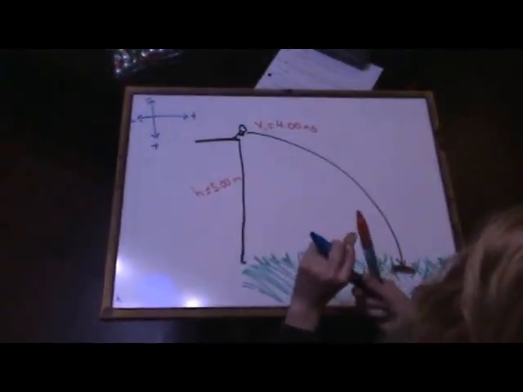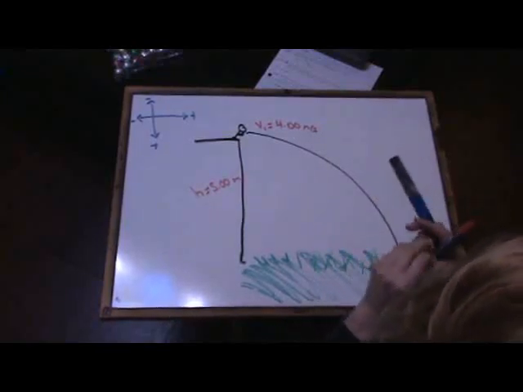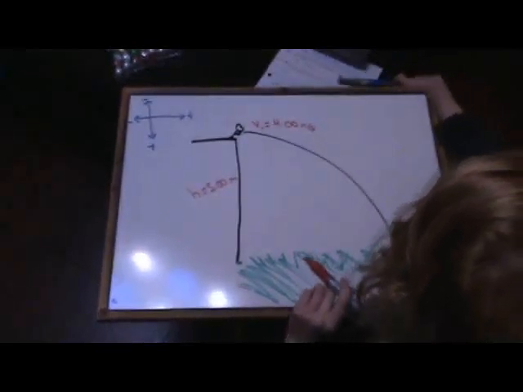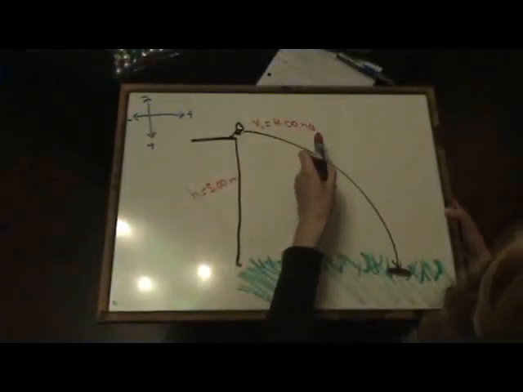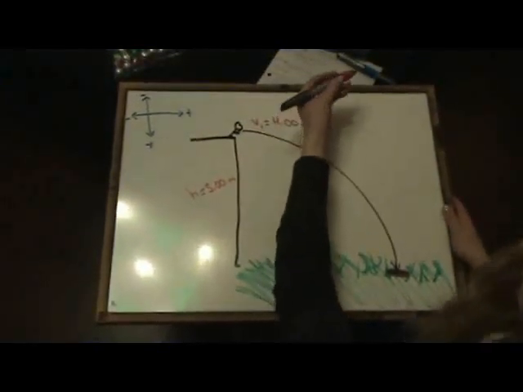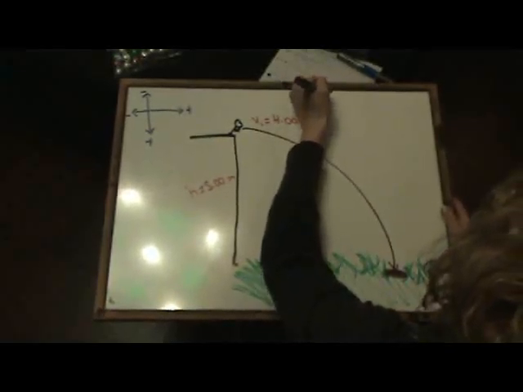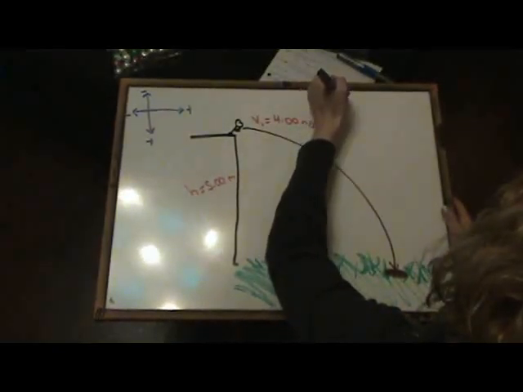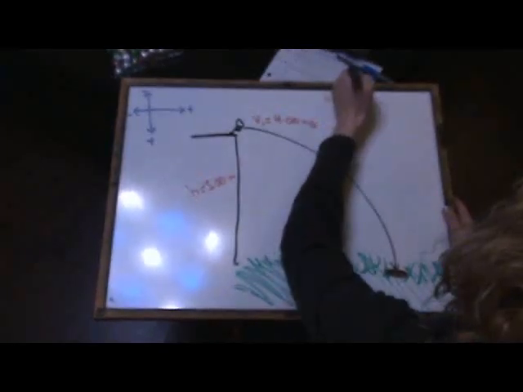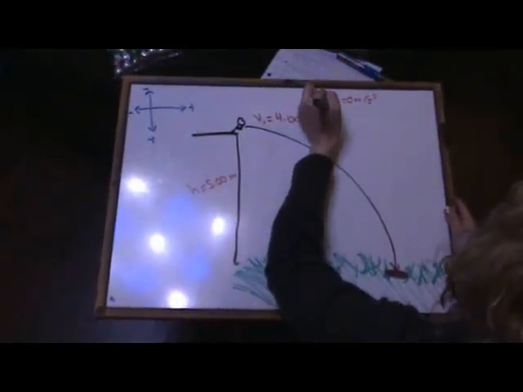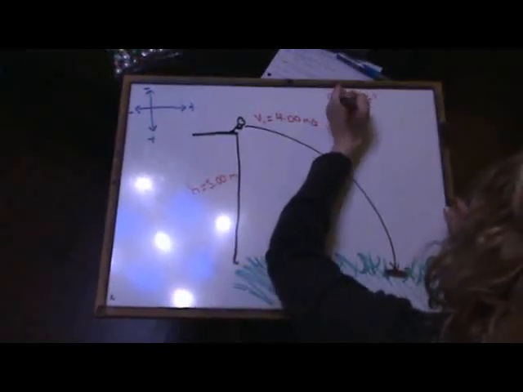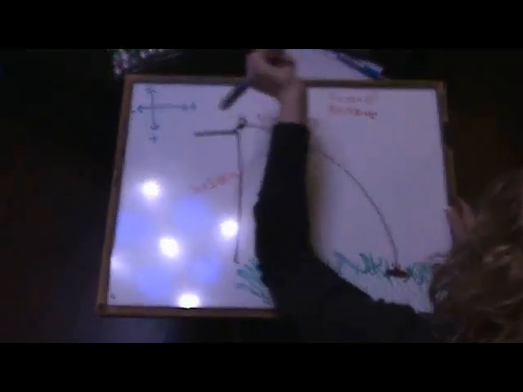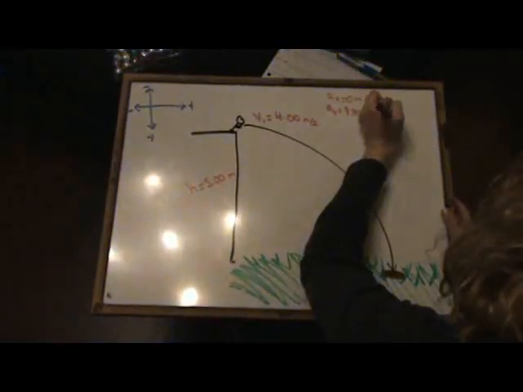We know that the distance in the y direction is 5 meters, that being the height. The velocity in the horizontal direction, v1x, is 4 meters per second. We know the acceleration in the x direction is 0 meters per second squared, and the downward acceleration, ay, is 9.81 meters per second squared. We also know that the velocity in the y direction, v1y, is 0 meters per second.